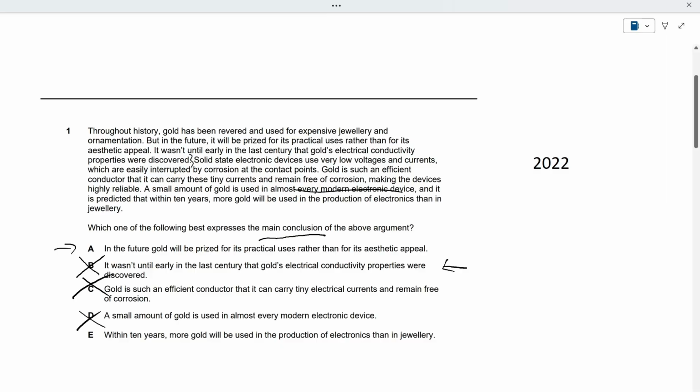A small amount of gold is used in almost every modern electronic device. That's just not a conclusion at all. The passage is just not about that. And within 10 years, more gold will be used in the production of electronics than jewellery. Okay, that is a potential one. We can't rule that one out as quickly.